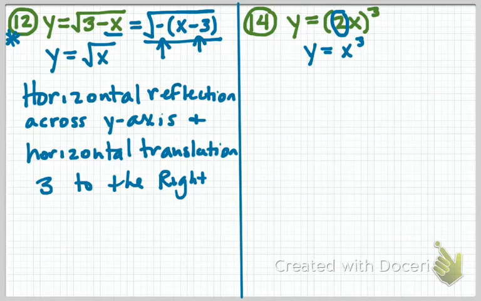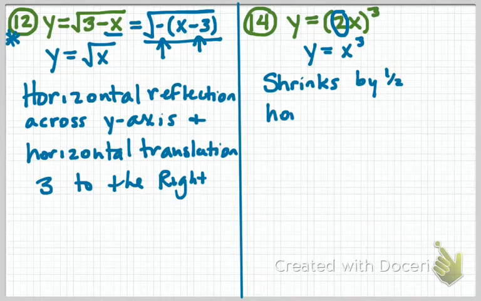So the difference between these two graphs is that this graph shrinks, and it's backwards because it's inside, shrinks by 1/2 horizontally x cubed. And another way you could say that is back towards the y-axis.